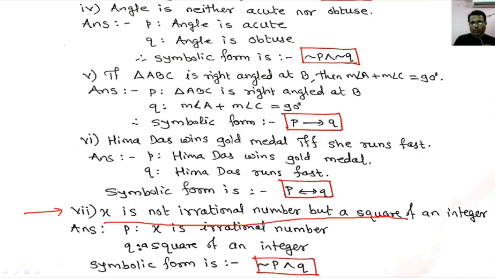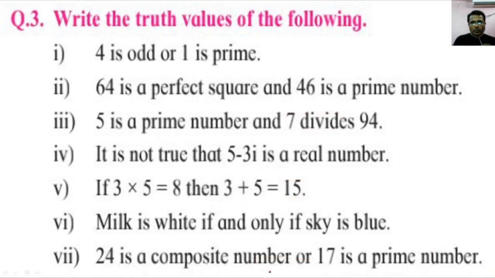Next, you have to consider the last sub question of this, that is x is not an irrational number but square of an integer. So you have to take P as x is an irrational number and Q as x is a square of an integer. So as not is coming here, negation P is there, and but is used here. We know that but is a substitute word for and, therefore this is your required symbolic form, negation P and Q.